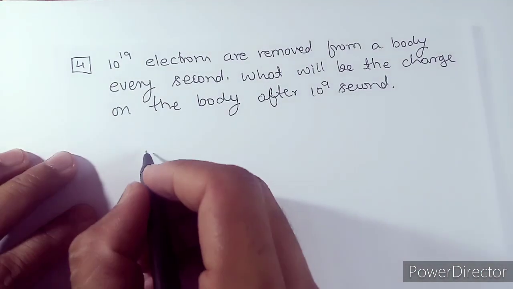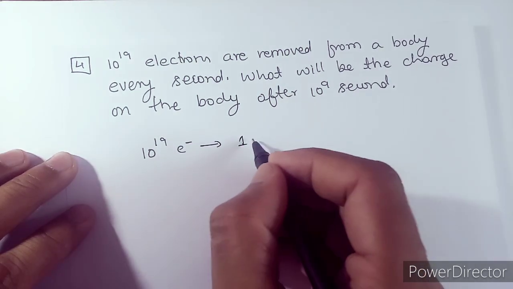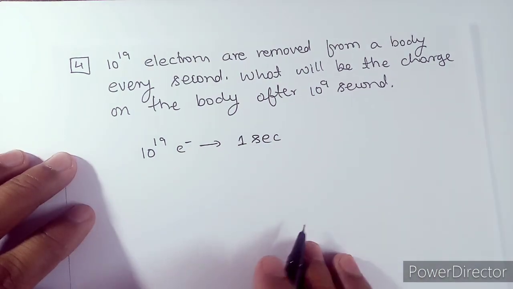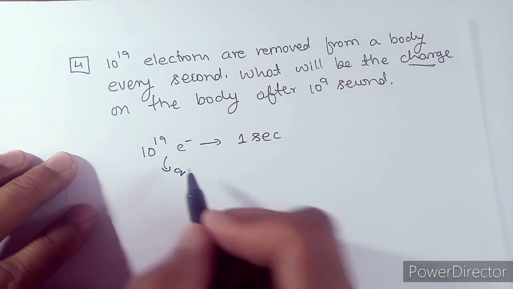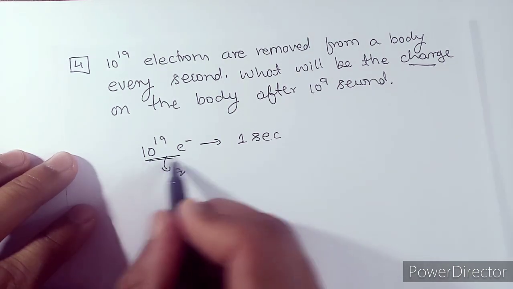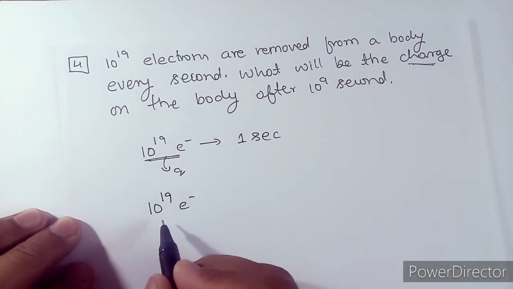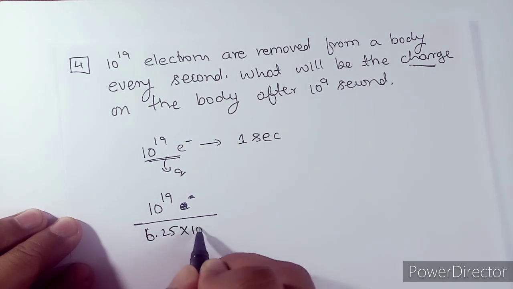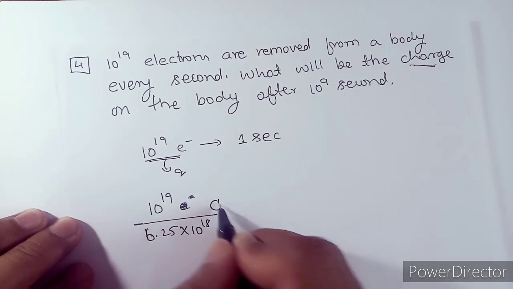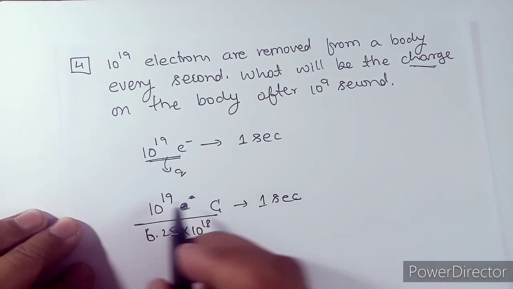According to this question, 10 to the power 19 electrons are removed in 1 second. But what do we need to find? We need to find the charge. So let's convert these electrons to charge Q. So these many electrons constitute how much charge? That can be calculated by converting electrons into coulomb by dividing by 6.25 into 10 to the power 18. So this will be converted into coulomb.